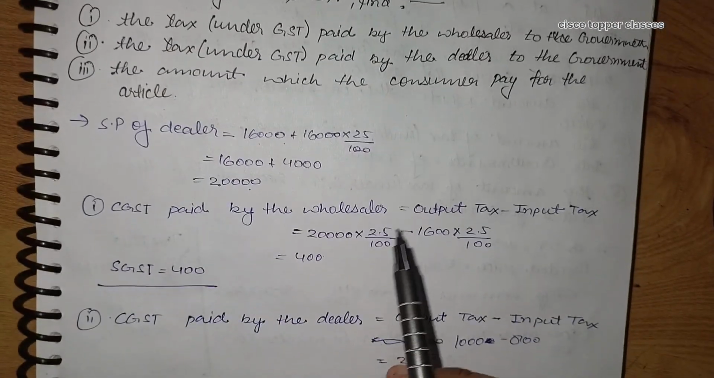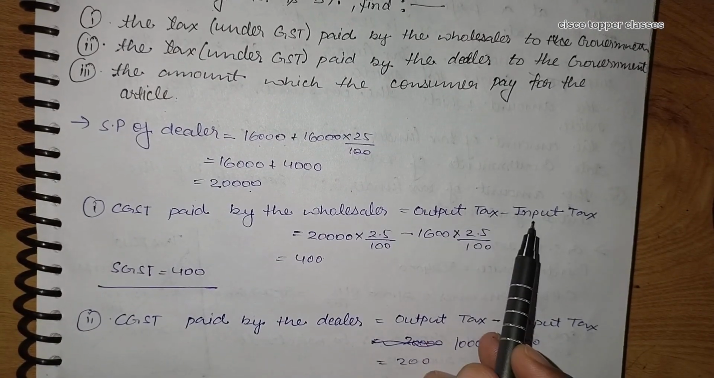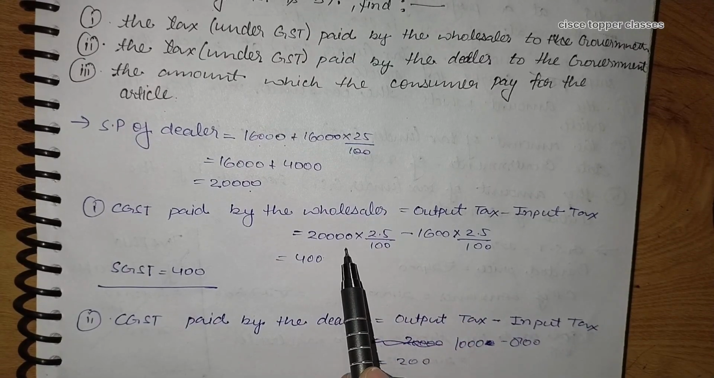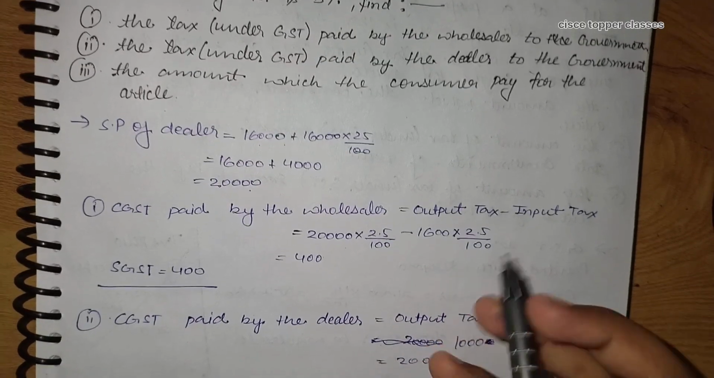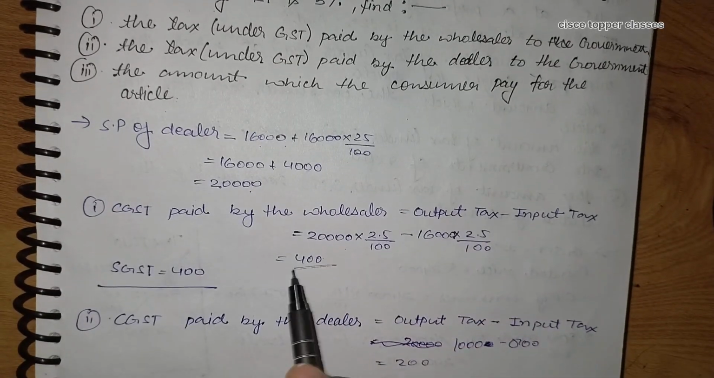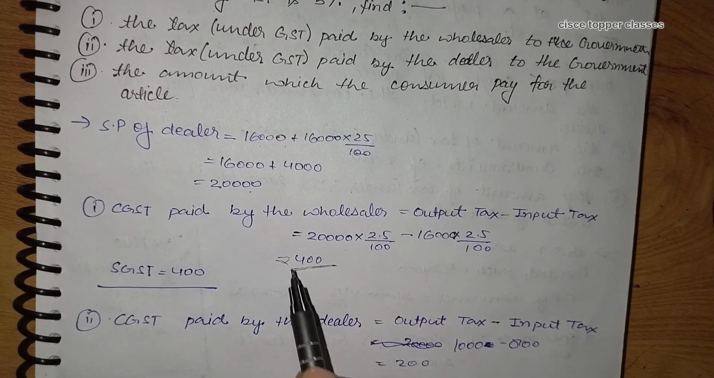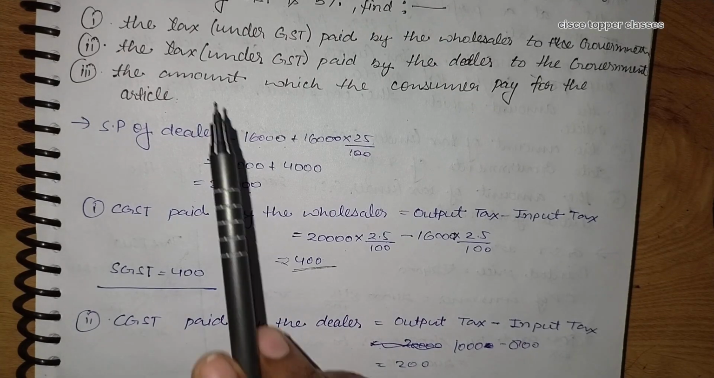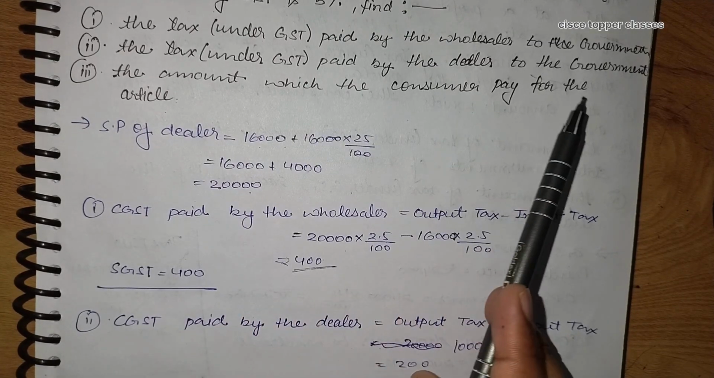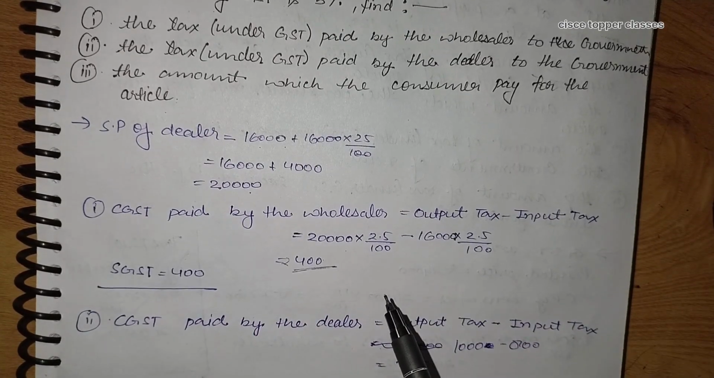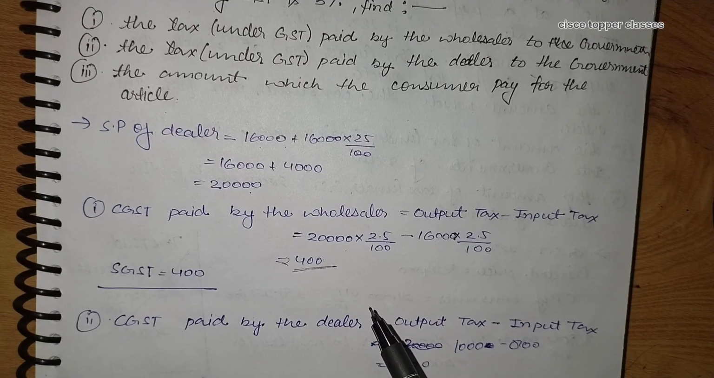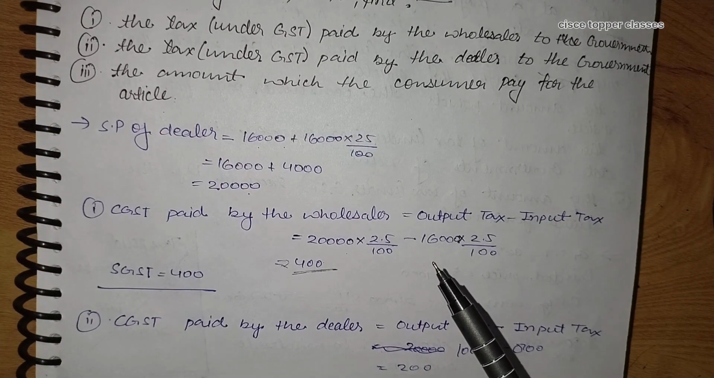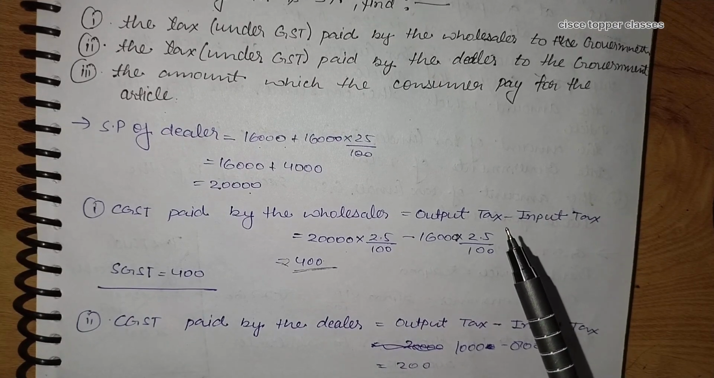So CGST paid by the wholesaler will be output tax minus input tax. So we will write on 20,000 first, then on 16,000. So this is 400 rupees finally, and SGST will be the same. Now the second part asks for the tax under GST paid by the dealer to the government. So for the dealer, the consumer here is in the state of Rajasthan.